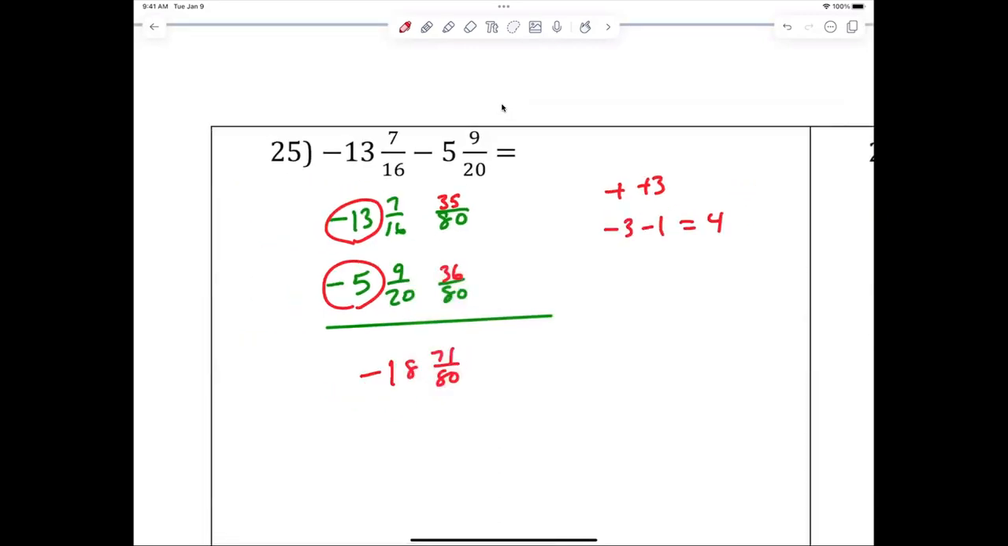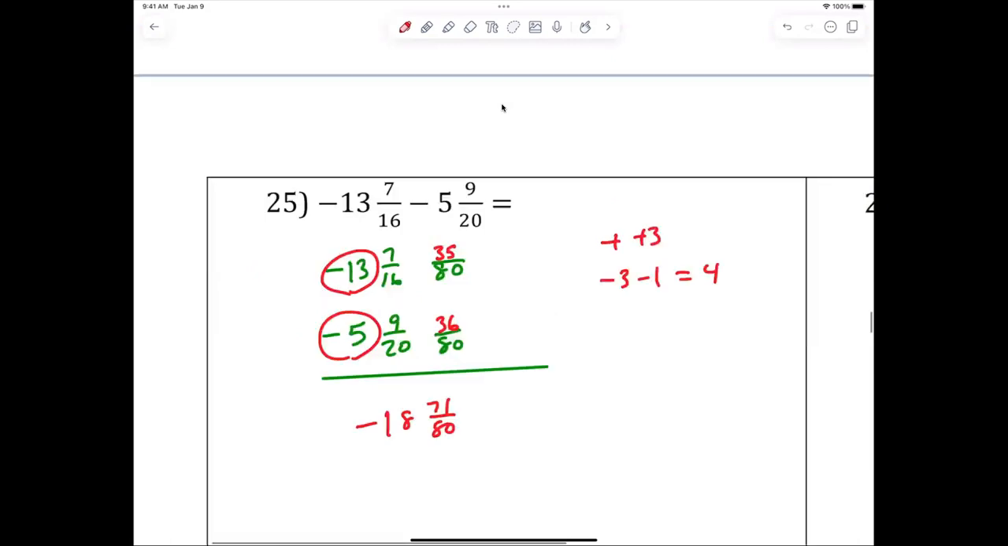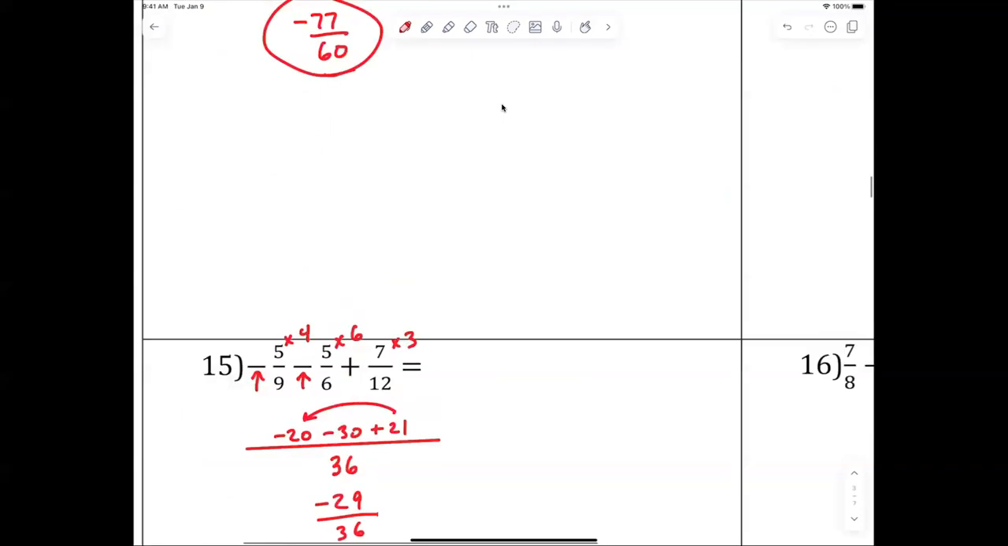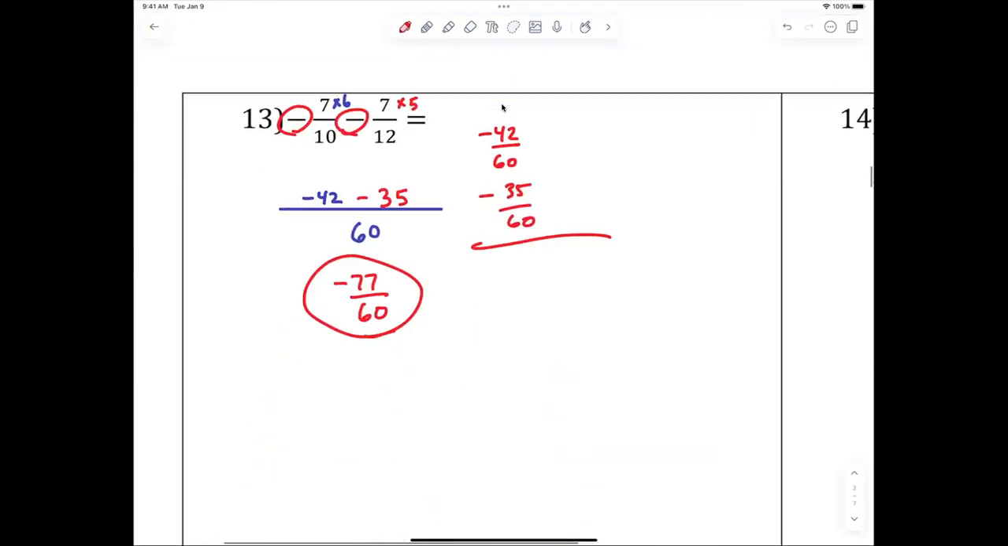All right, while she's looking to prove me wrong, everybody's working on 27. Oh, number 13, she thinks she's got me. So let's see what we did on 13. It's two negatives. When you have two negatives, you add, and the answer is negative. That's what we have right here.